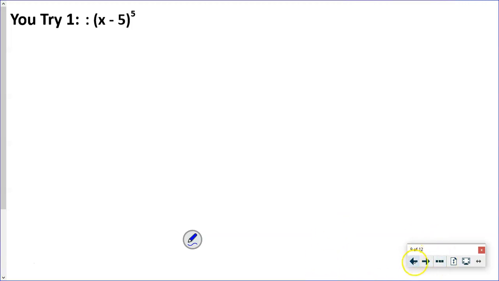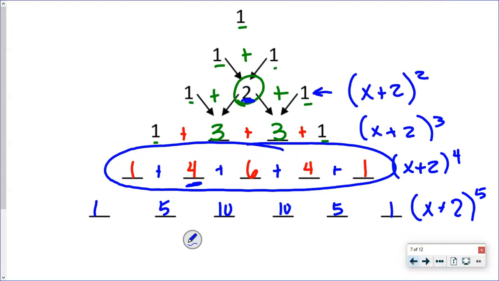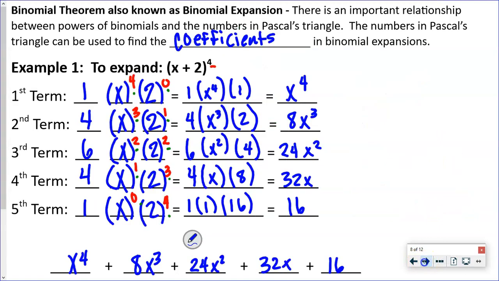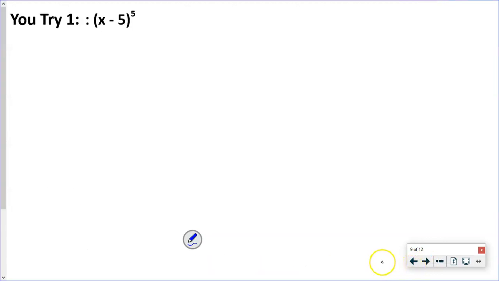Okay, the first thing I want to do is take you guys back to that fifth row, okay, right here. So notice what our coefficients are: 1, 5, 10, 10, 5, and 1. Oh, and let me also point this out to you guys. We're always going to have one more term than the 5. Do y'all notice we have 6? We're going to have 6 terms when we finish this. And that's always going to be the case when we do our binomial expansion. If it is to the fifth power, we're going to end up with 6 terms, okay?